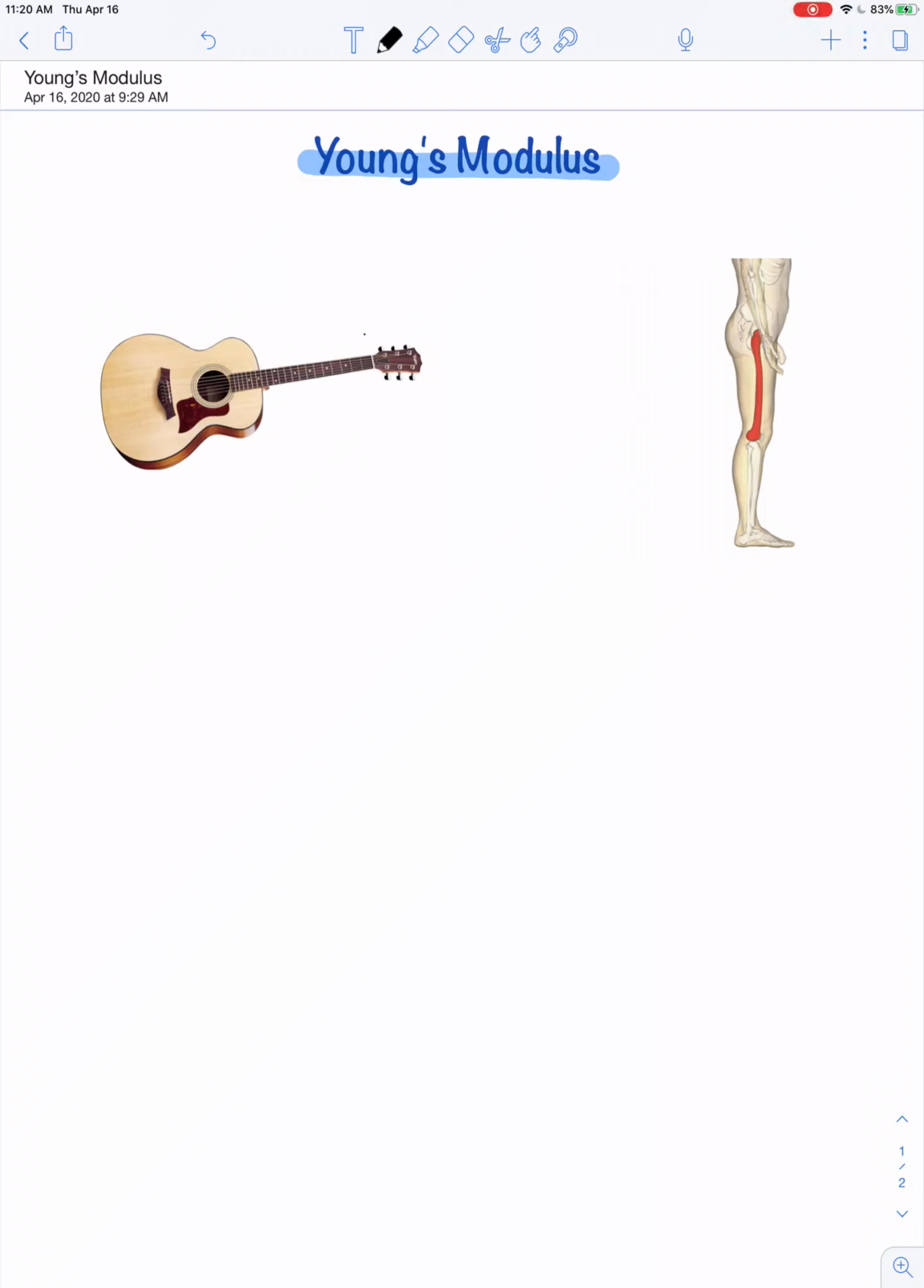When a guitar string is stretched due to the tension, or when a femur is compressed due to some applied downward force, in either case, there's an elastic limit to the relationship between the stress and the strain on these materials. So in a previous lesson, you saw what a graph of stress versus strain looks like in general for all materials, whether it's a spring, a piece of rock, bone, steel, concrete.